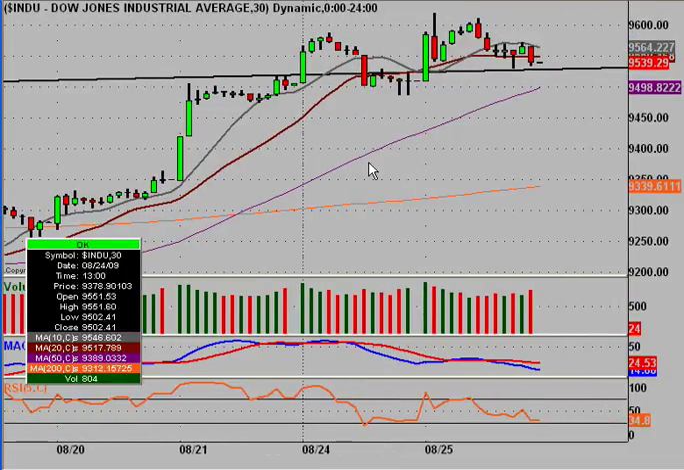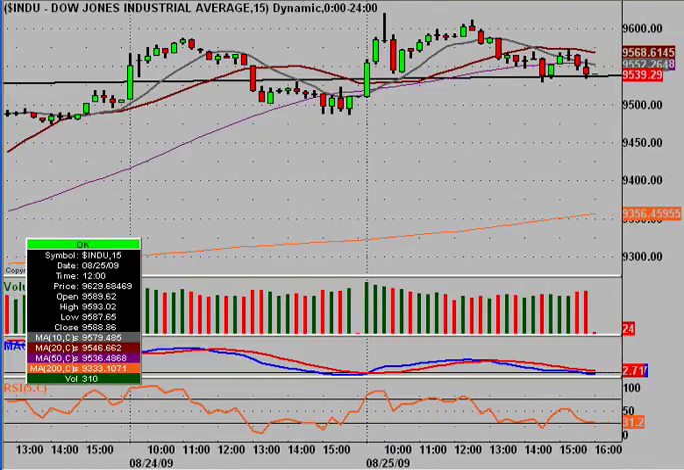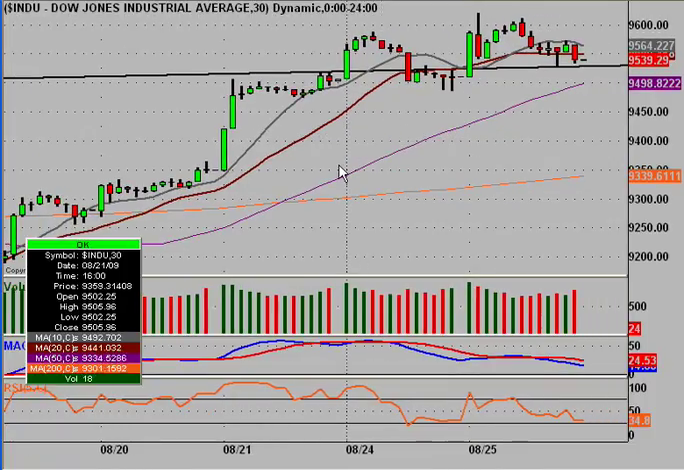Kind of better seen on the 30-minute. Maybe let's try the 15-minute. Maybe that's even better. Both about the same. Let's just hop back to the 30-minute. But here's how these wicks are formed.